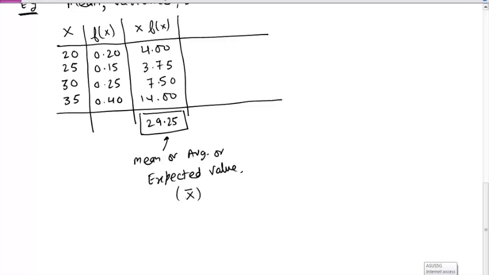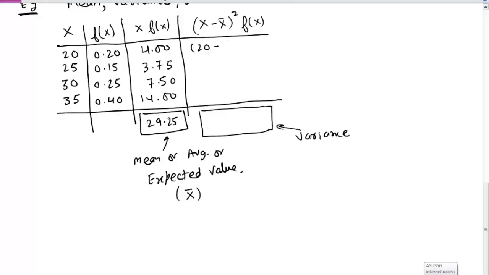We represent expected value or the average by x bar. Now to get a variance, we create a column like x minus x bar whole square times f of x, and then we add that column to get what is called variance. Once you have variance, you can calculate standard deviation very easily by taking square root. First value of X is 20 minus x bar, so (20 − 29.25) whole square times f of x, which is 0.2. If you simplify this, you should get 17.11.